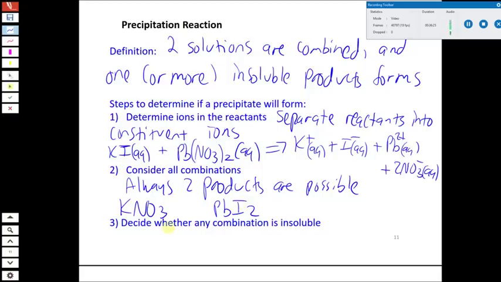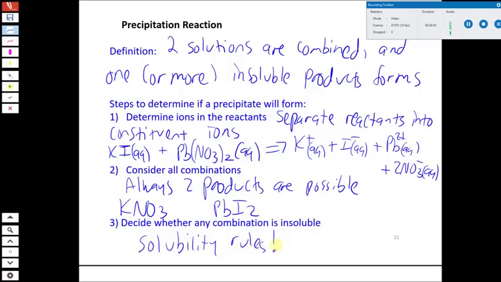So we have to decide whether any of these two products, any of these two combinations of ions, forms an insoluble species. And for that, we have to think about solubility rules, which is historically one of students' favorite topics in this course. I'm only being slightly sarcastic with that. So we have to think about solubility rules to understand whether or not one or both of these products is insoluble and will, in fact, precipitate from the solution.